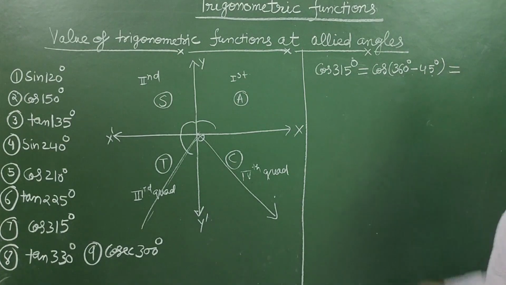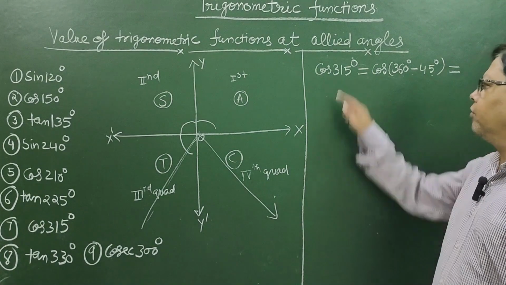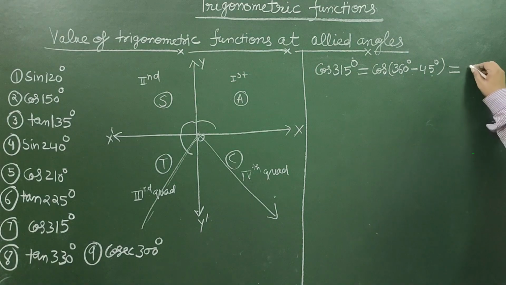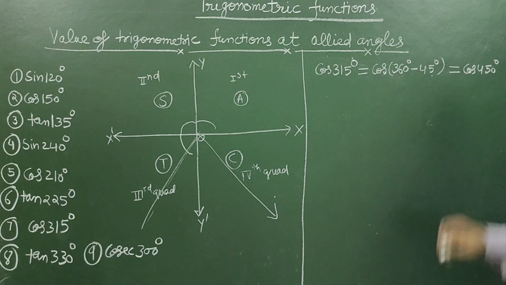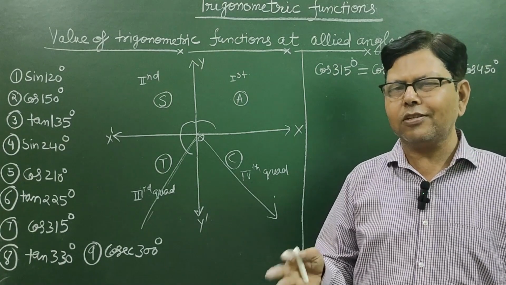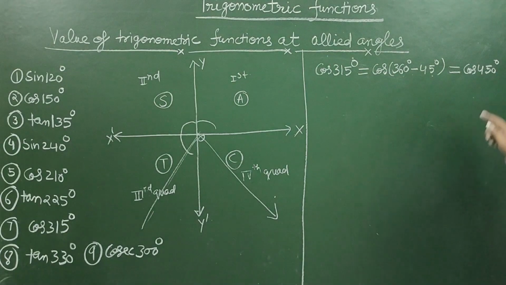In the fourth quadrant, cos and sec are positive. We have cos here, so it will be positive. So this is equal to cos of 45 degree. One more point: in 180 degree plus minus or 360 plus minus, there is no change in the function. So cos 45 degree is equal to 1 upon under root 2.